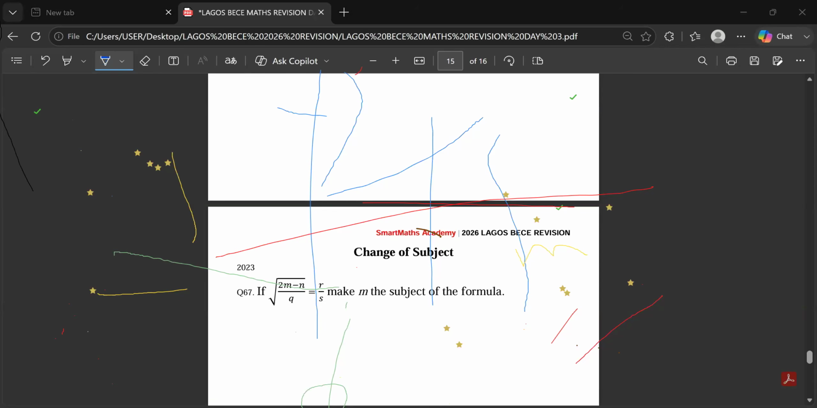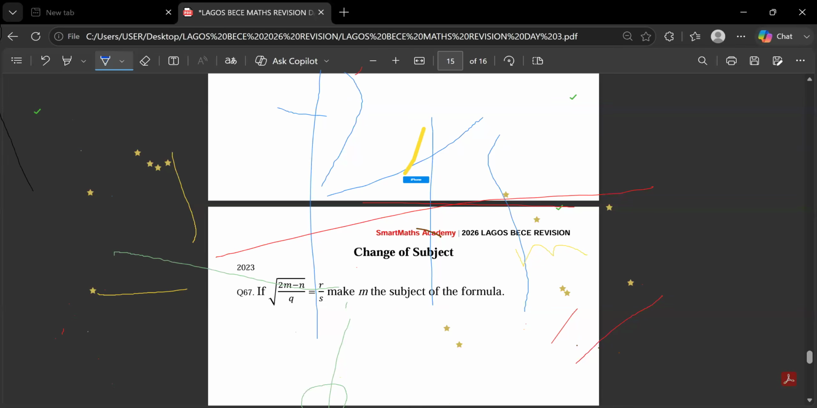Okay, so we move to the next and the last one for today, which is change of subject of formula. That's the last one here. So change of subject of formula has no specific direction.